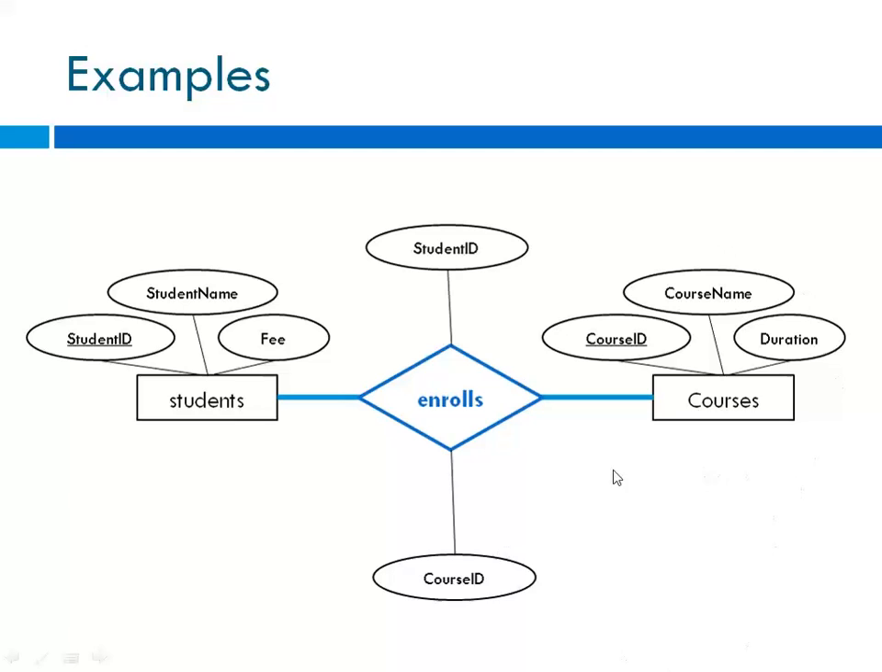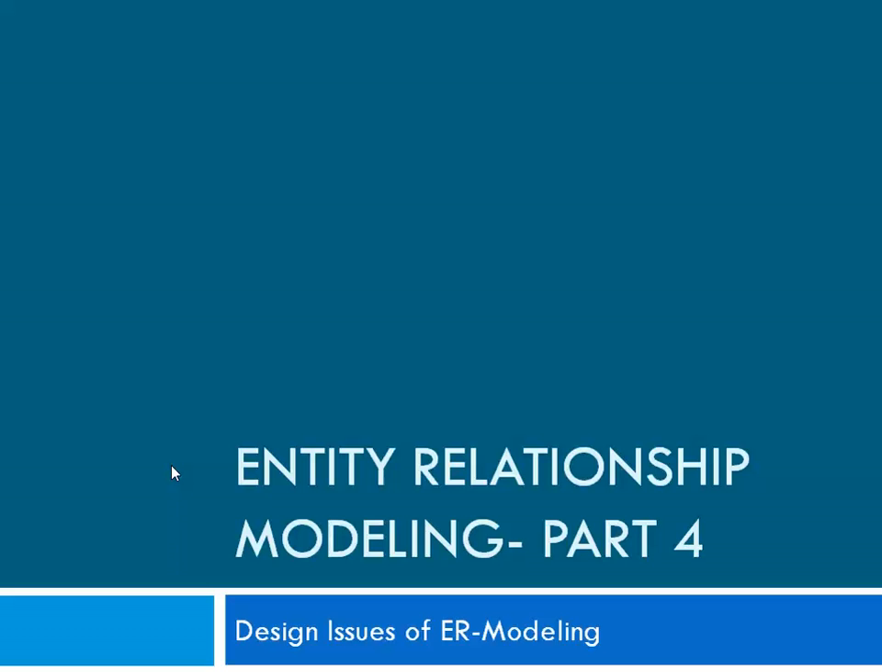And if you want to know which course has which students, you can again use this relationship set, and on the basis of the course ID you can select which students are enrolled, and you will get the required information. So this is how we can understand where to place the relationship attributes while defining the ER diagram. So these are the design issues of ER modeling.